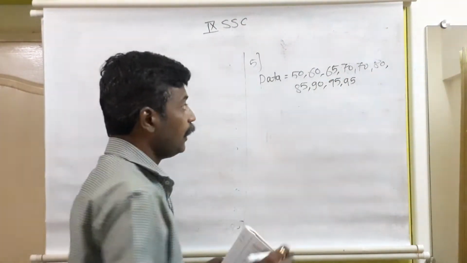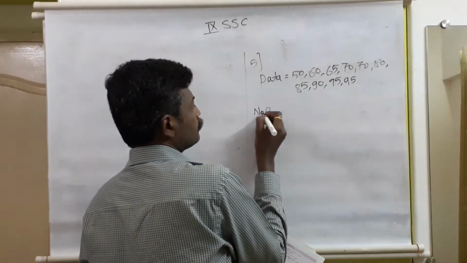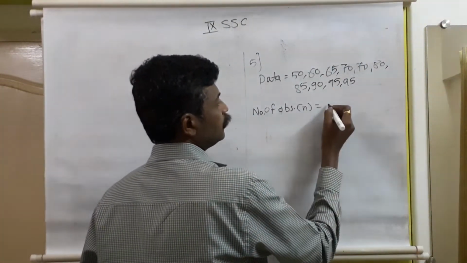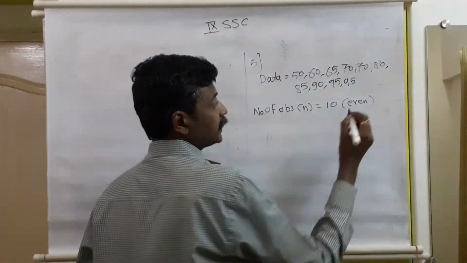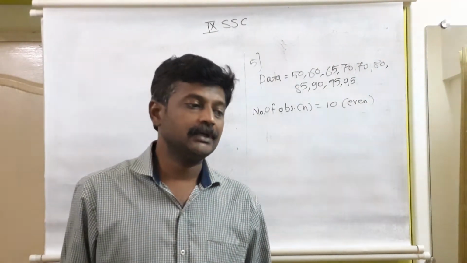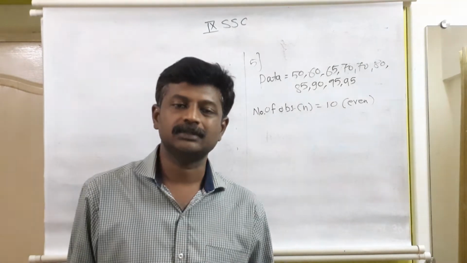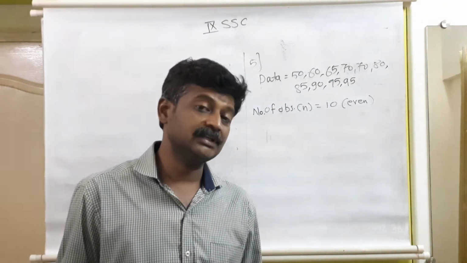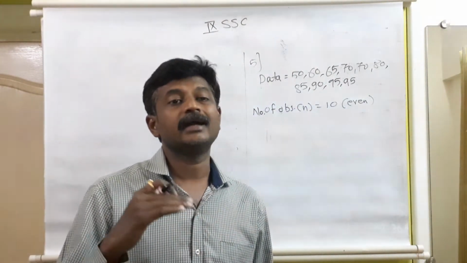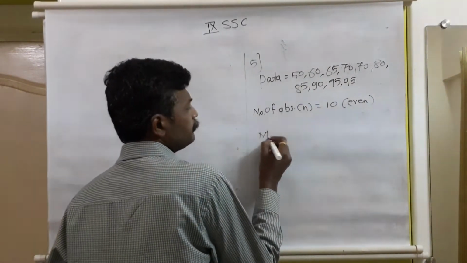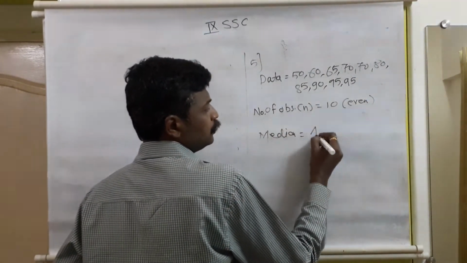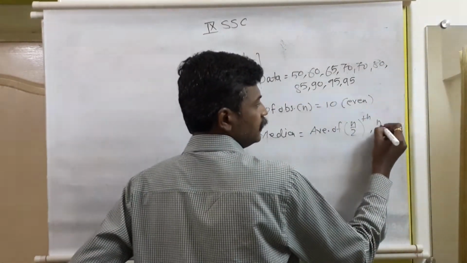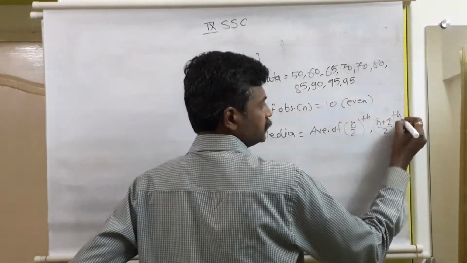Now based on this, how many observations are there? Number of observations, that is nothing but n, small n. So 10 observations are there, which is even. If the number of observations is even, how can we find the median? Median will be nothing but the average of two observations. Which are the two observations? n upon 2 and (n plus 2) upon 2. Median will be equal to the average of the n upon 2th observation and the (n plus 2) upon 2th observation.